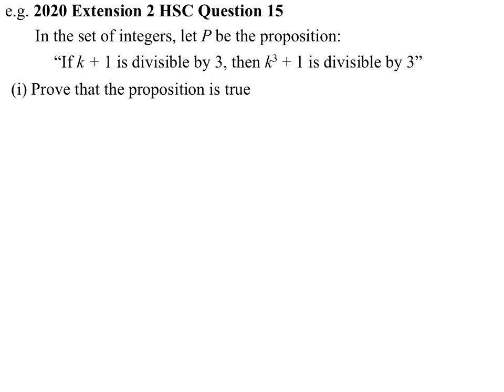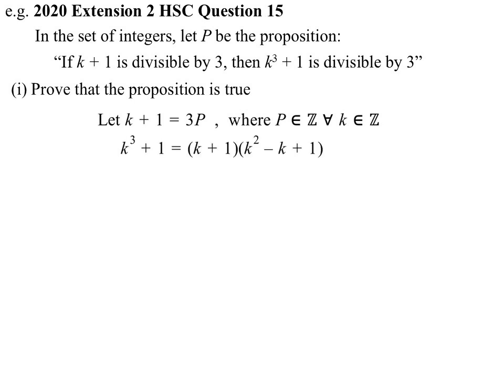The first thing they said was just prove the proposition is true. You'll notice they didn't say by any particular method, so you can choose any method you like. I said, well, let k plus 1 equal 3p, p being some integer. Oh, and k, of course, is an integer as well.